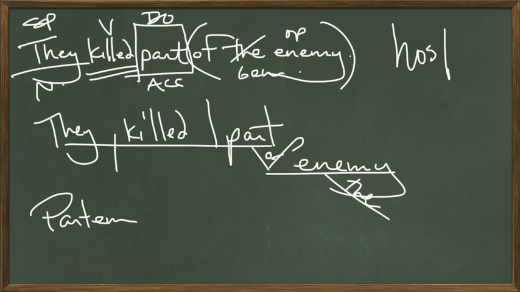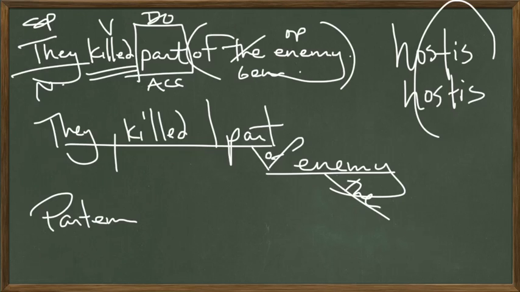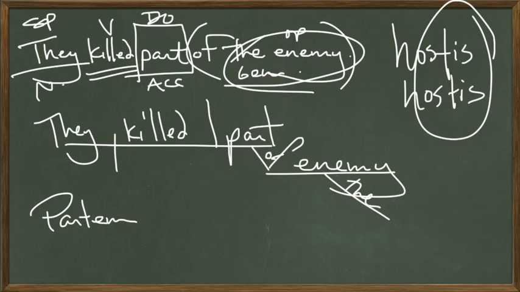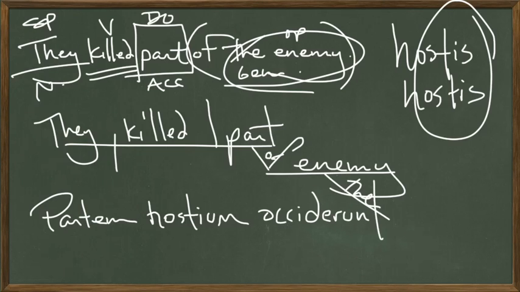Hostis is enemy. Hostis is enemy in the nominative, and hostis is enemy in the genitive. Usually when these two match, that tells you it's an I-stem noun, which means that you put an I before the plural genitive ending, which is what we have here. So, partem hostium, and now all we need is they killed. This is in the past tense, perfect tense in Latin, occiderunt. We have nt because it's plural. They killed part of the enemy.